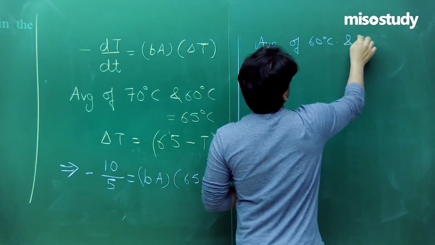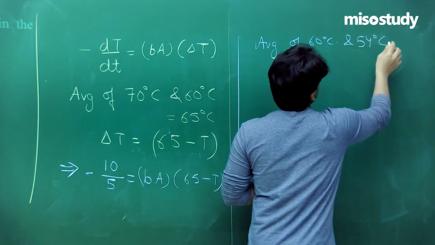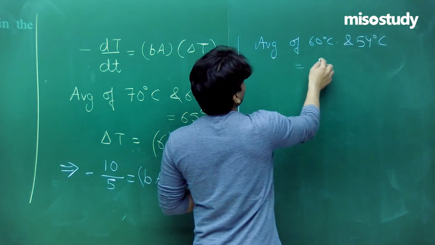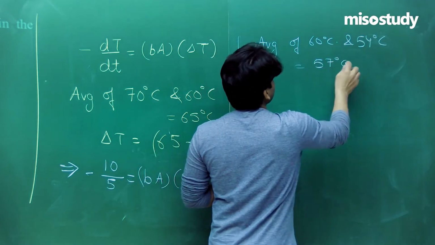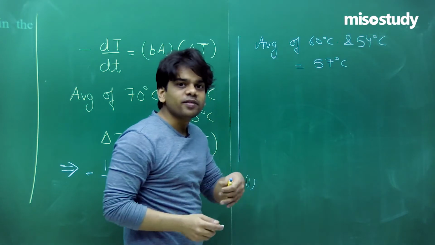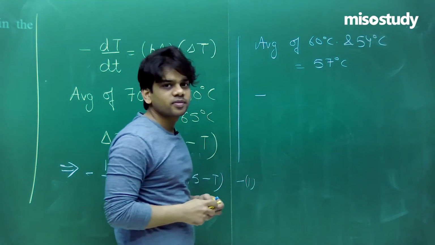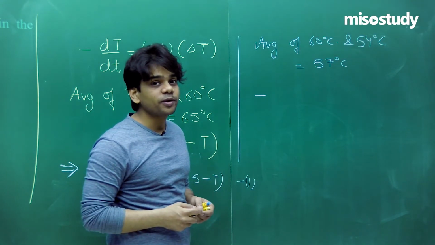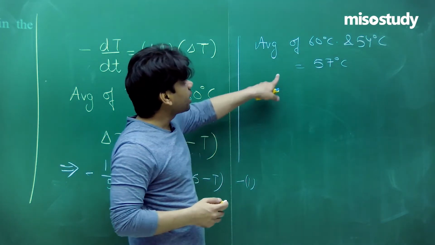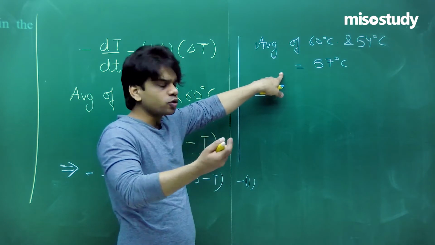The mean of 60 degrees Celsius and 54 degrees Celsius is equal to 57 degrees Celsius. Now the body cools from 57 to room temperature. So the change in temperature will be how much? That is what we need to evaluate. We need to evaluate what's the change in temperature that has occurred. That is from 60 to 54, so 6.